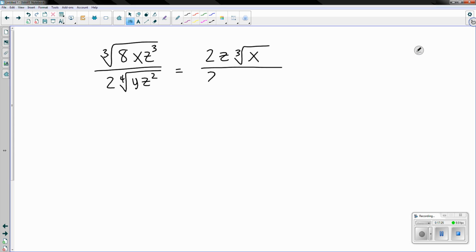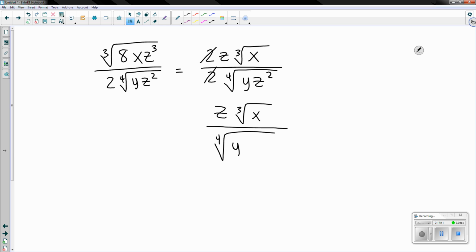And on the bottom, we have 2, and the fourth root of y I can't simplify, and the fourth root of z squared I can't simplify. So we're at this point. Now I can make a cancellation with these 2's. So now we have z cube root of x over fourth root of y z squared. And we already said we can't simplify that fourth root any further. And I can't combine that cube root up top and that fourth root on the bottom because they're different index radicals. So we've made some simplifications, and now we're at a point where we have this thing fully simplified when breaking down the numerator and denominator individually and even making cancellations when we had some.